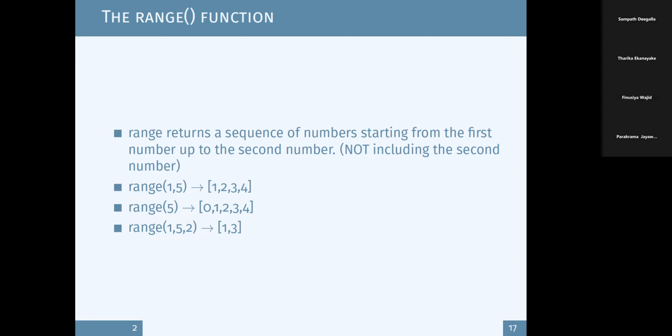Now, when you look at the range function, range usually has up to three arguments. For example, we can have range with up to three values: start, stop, and step. But depending on what we need to do, it might take one value, two values, or all three values. For example, in the first example, we have two values. It specifies the start value and the stop value.